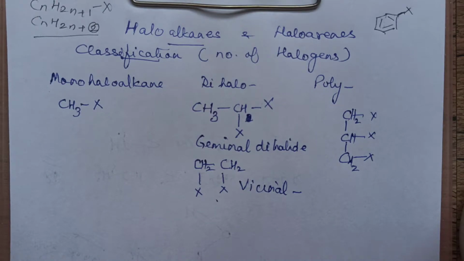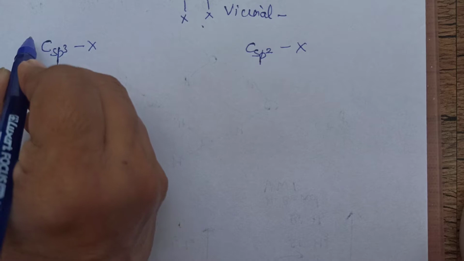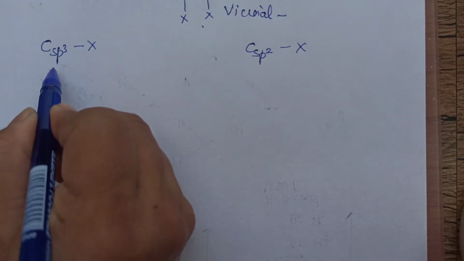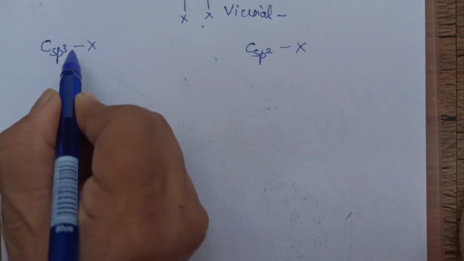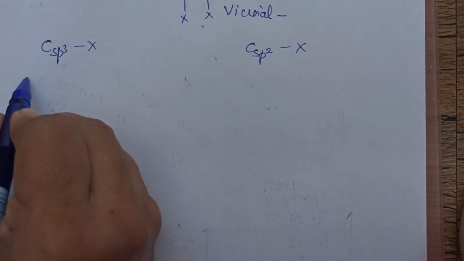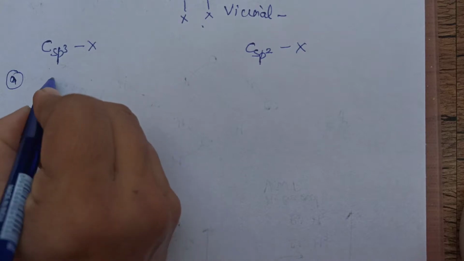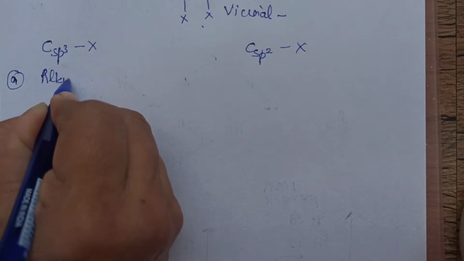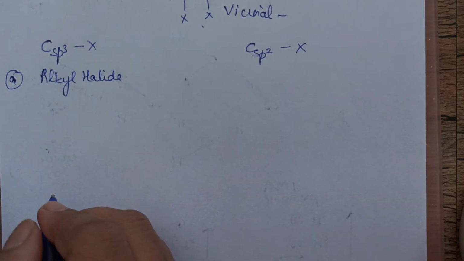Clear? Now we will consider the next type of classification. So the next classification, children, we are taking is on the basis of the sp3 hybridized carbon attached to halogen. In this we have three categories. The first category is alkyl halide. I'll write it completely: alkyl halide or haloalkane itself.